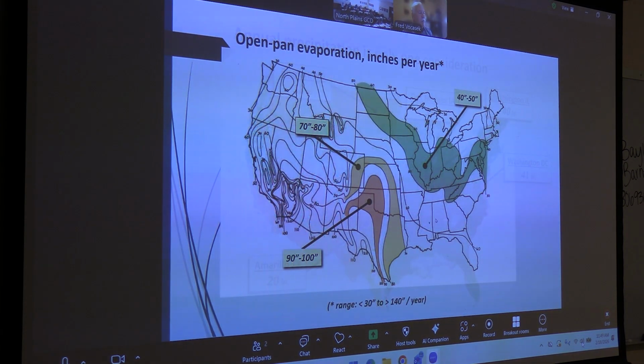This is a map of lake evaporation, open pan evaporation, in inches per year. In the panhandle, we potentially lose 90 to 100 inches through the year by evaporation. Now, that's offset by rainfall, but we do potentially dry out. And as we move north and east, that open pan evaporation drops off, becomes less and less. And so that's going to have an impact.